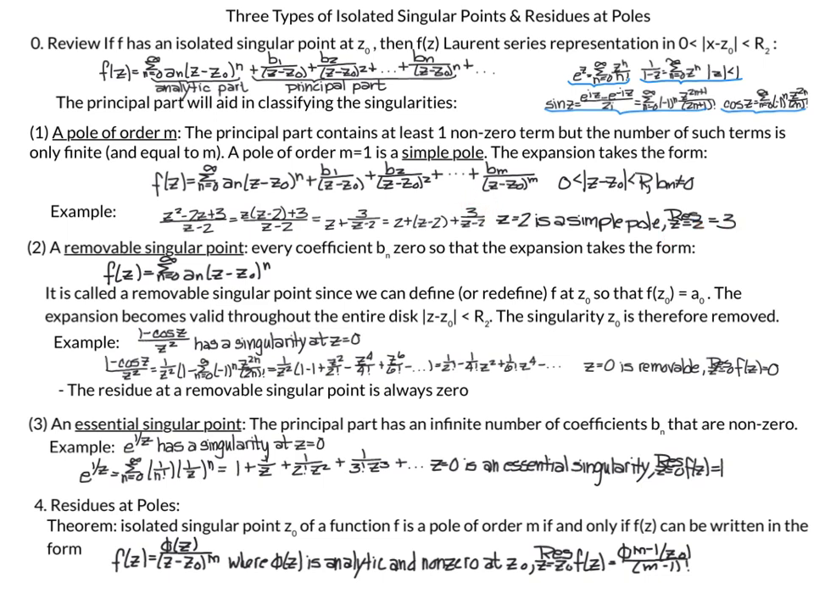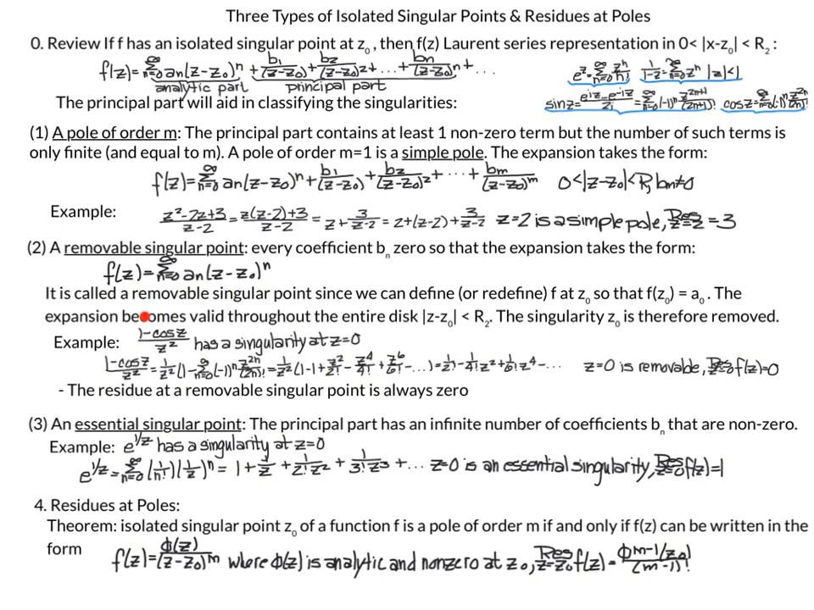If our Laurent series expansion has this form here, in other words, every coefficient b_n is 0, there's no principal part, then we call our singularity a removable singular point. It is called removable since we can redefine f at z0 so that f of z0 equals a0. Then the expansion becomes valid throughout the entire disk, and the singularity z0 is therefore removed.